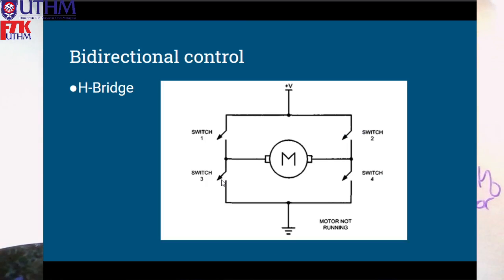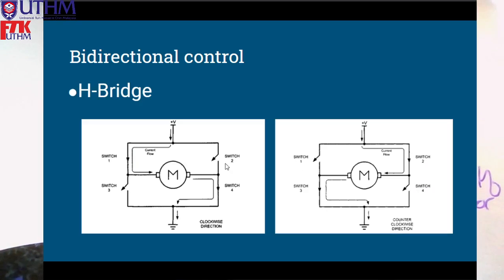So another one is without having to change the polarity of your current source, you actually can control the motor clockwise and counterclockwise by just changing the combination of switches. Okay, this is called an H bridge. For example, we have 4 switches here, right? By selecting the right combination of switches, you can control this motor either clockwise or counterclockwise.